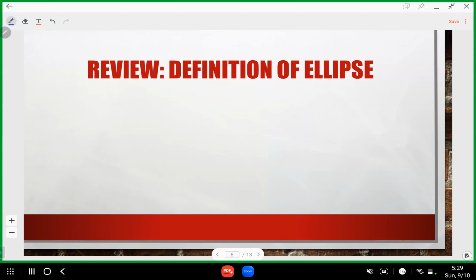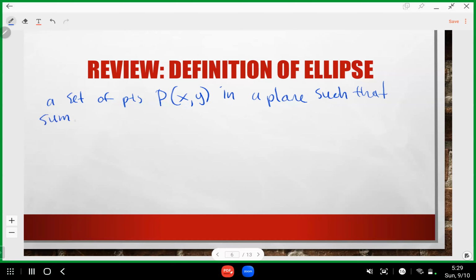Okay? So an ellipse is a set of points P(x, y) in a plane such that the sum of the distances from P to two fixed foci is constant.